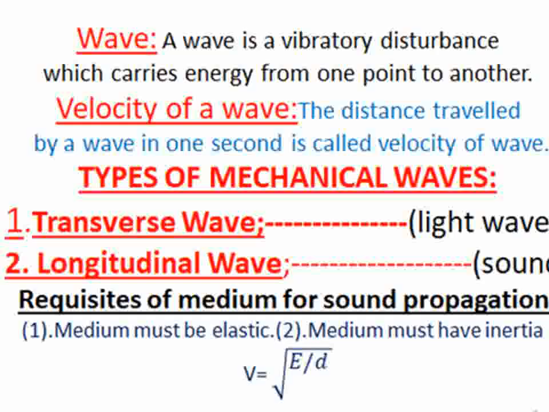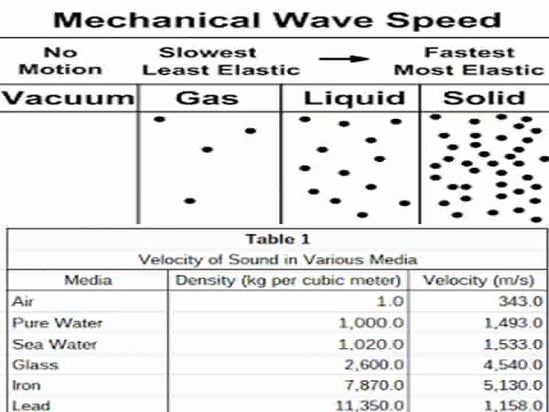Medium must have inertia, that is, mass or particles must be inside it. Then the velocity of wave, that is longitudinal wave, is given by V is equal to under root E divided by d, where E means elasticity and small d is the density of material. Mechanical wave speed is shown in various figures.